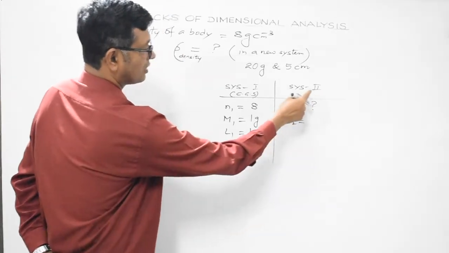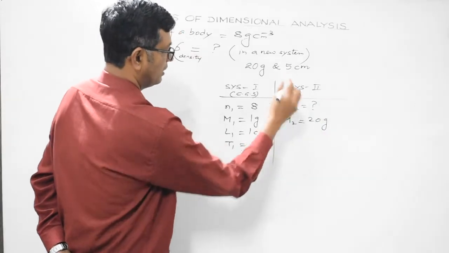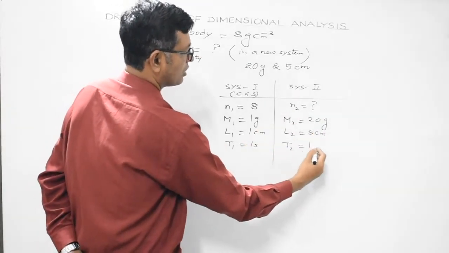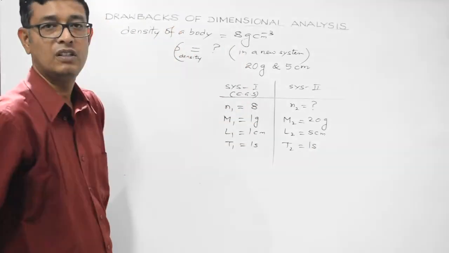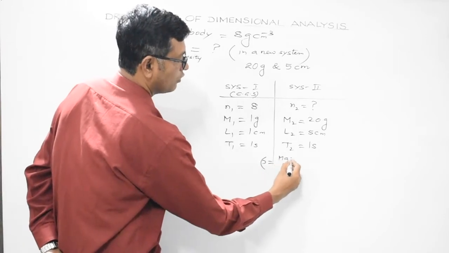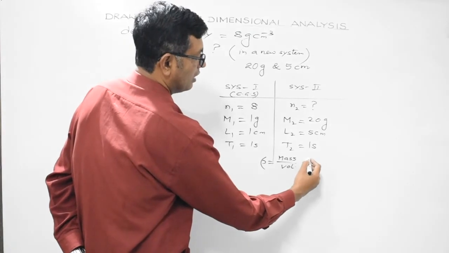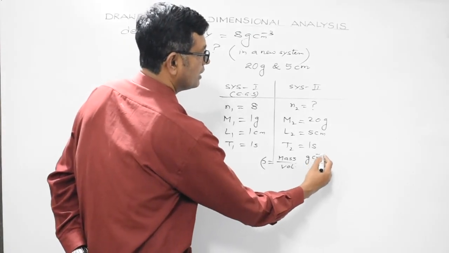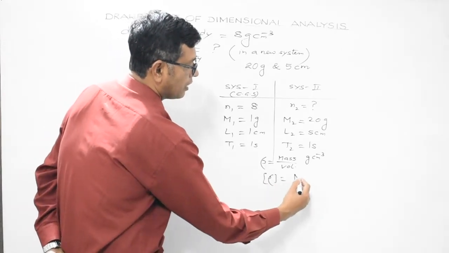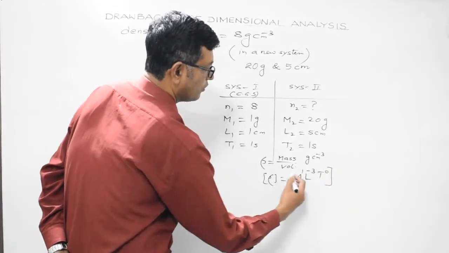While in this new system, as per the question, the basic unit of mass is 20 gram. The basic unit of length is 5 centimeter. Time is not given and it's not required even, right? It is independent of time. Now density, students, it's given by mass over volume. So what will be its unit? In CGS it is gram per centimeter cube. So the dimensional formula for density is M to the power 1, L to the power minus 3, T to the power 0. This is the dimensional formula.